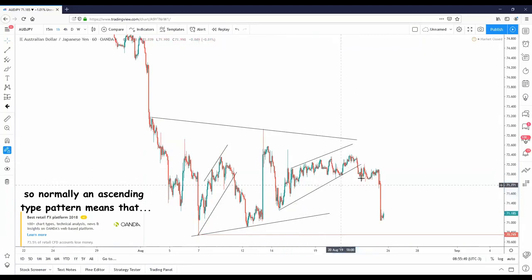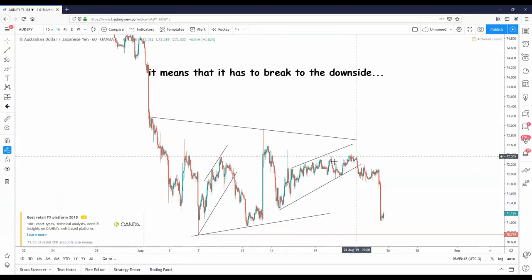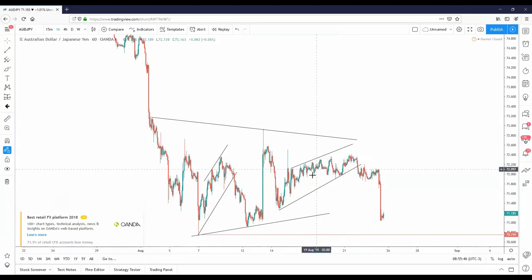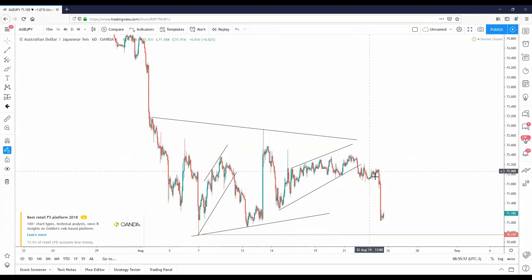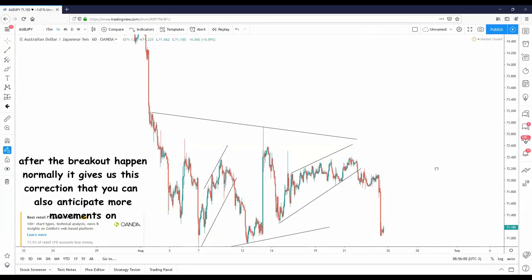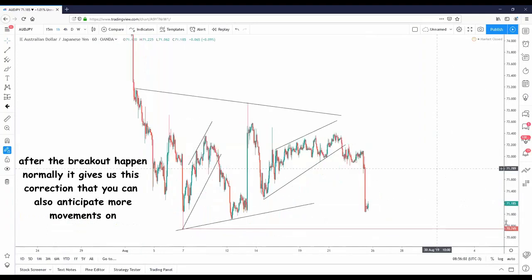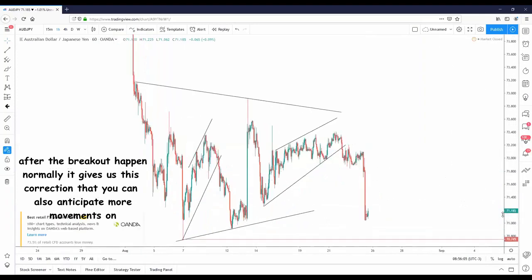So normally an ascending type pattern means that it has to break to the downside. And whenever it's an ascending type, it means that in this manner, our impulsive move is to the downside. Ascending type means that it's going to be a continuation pattern. So you can either sell at the breakout or you can sell at the correction. But I want to show you guys something interesting too. Normally, after the breakout happens, it gives us this correction that you can also anticipate more movements on.